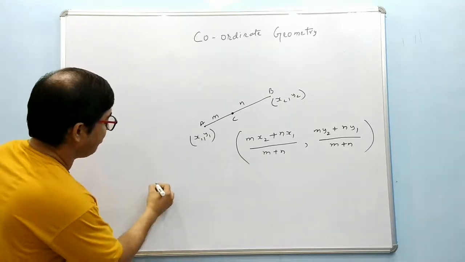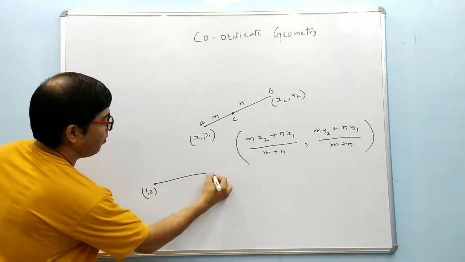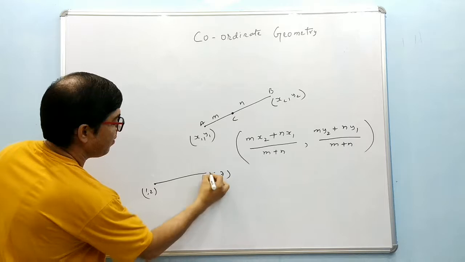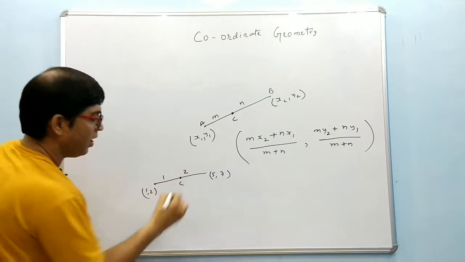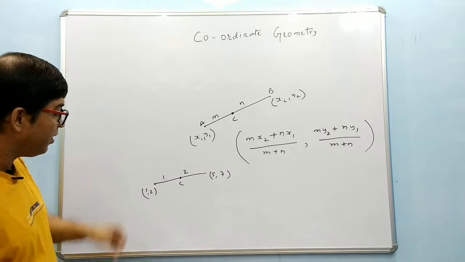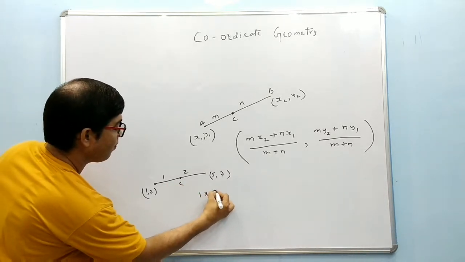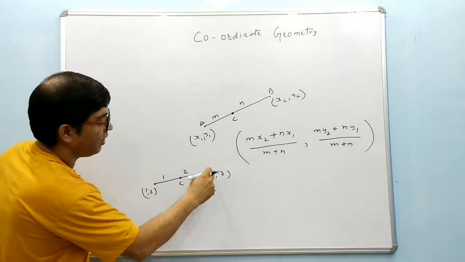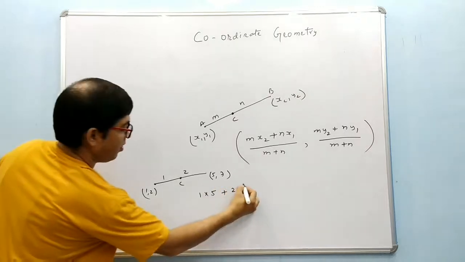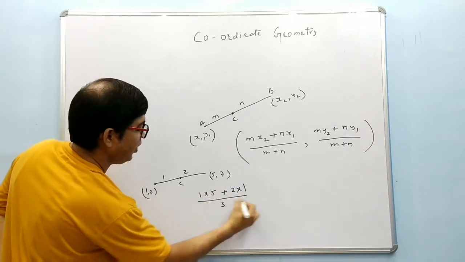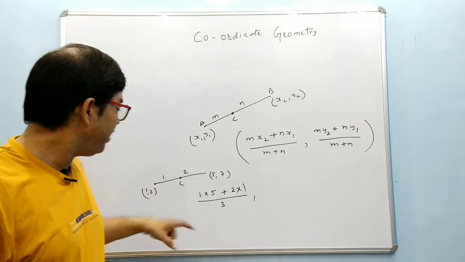Suppose I am taking one example. (1, 2) is there, (5, 7) is there, and a point is dividing in 1:2. I have to get the coordinate of C. What will be that? Tell me. 1 into 5, this side ratio to that side coordinate, plus 2 into 1, by m plus n, that is 3, comma, same way we can get the coordinate of y very easily.